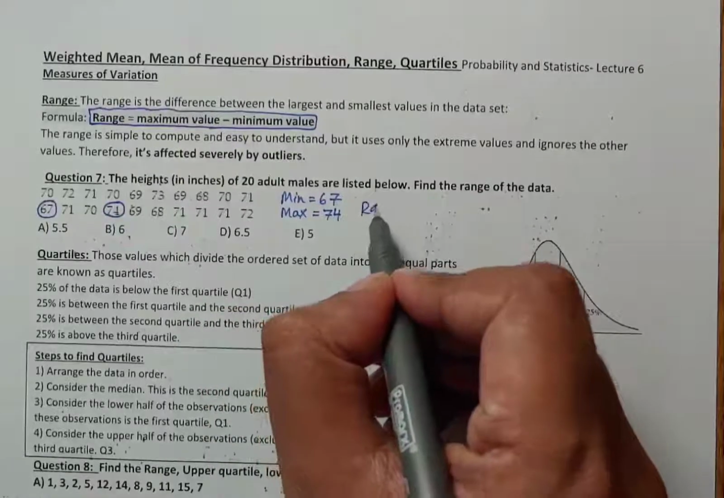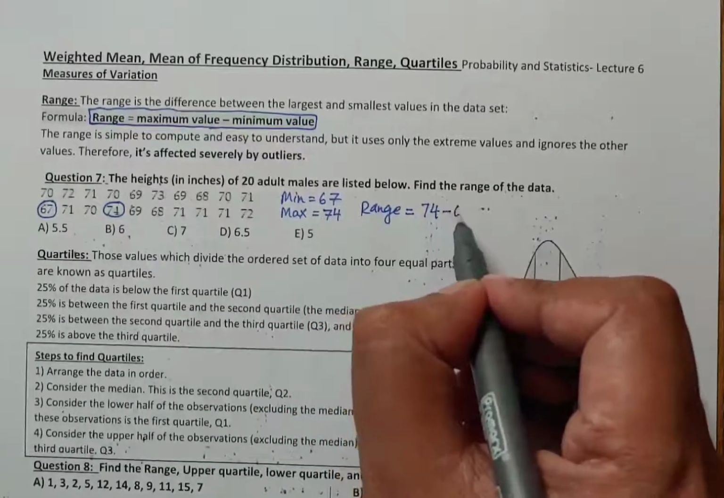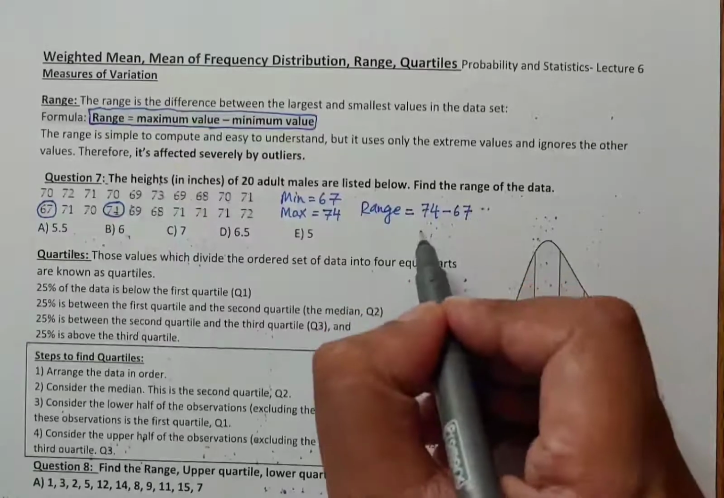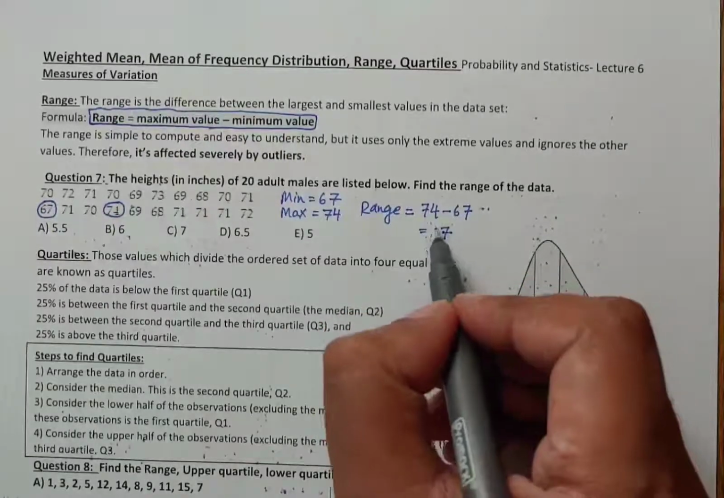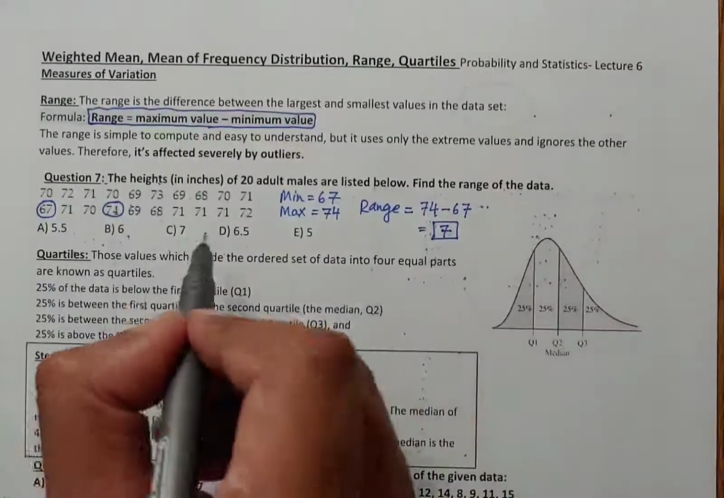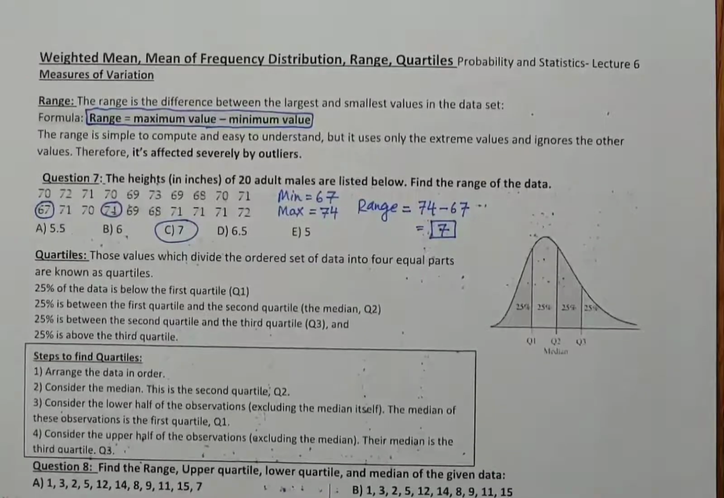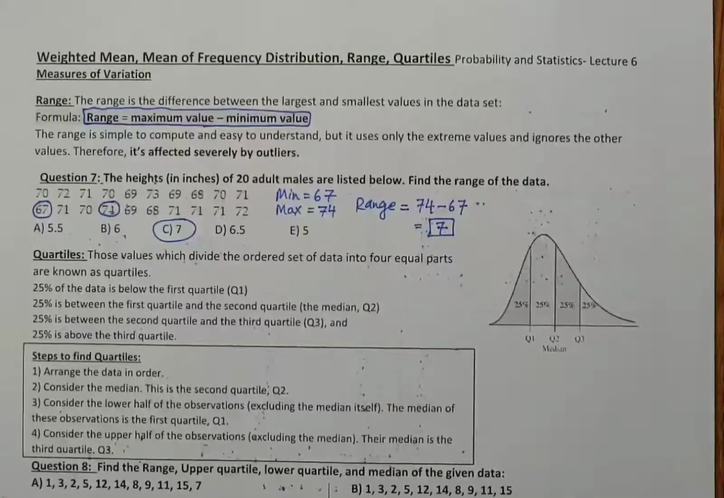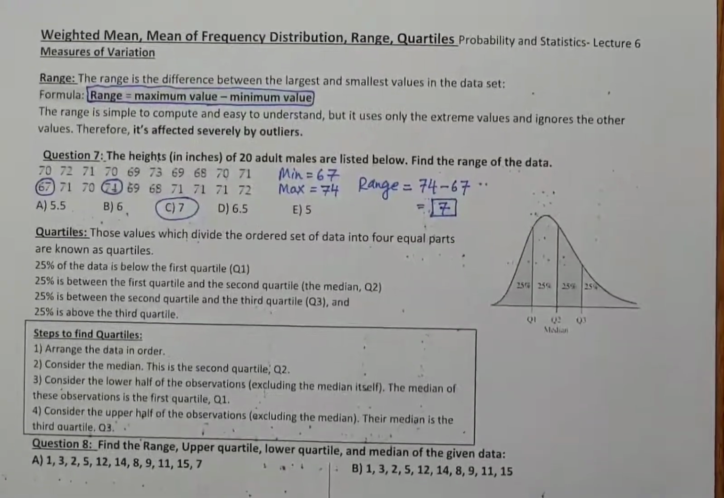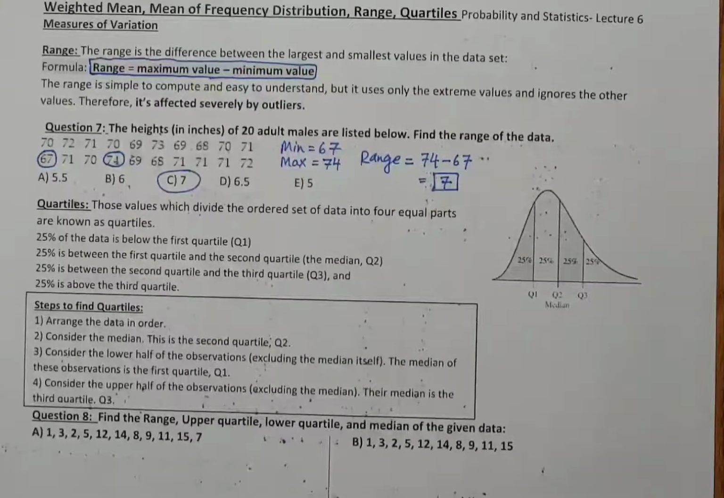So the range equals 74 minus 67, which is 7. Okay, so this is the range. We always do that: we subtract the minimum number from the maximum number.